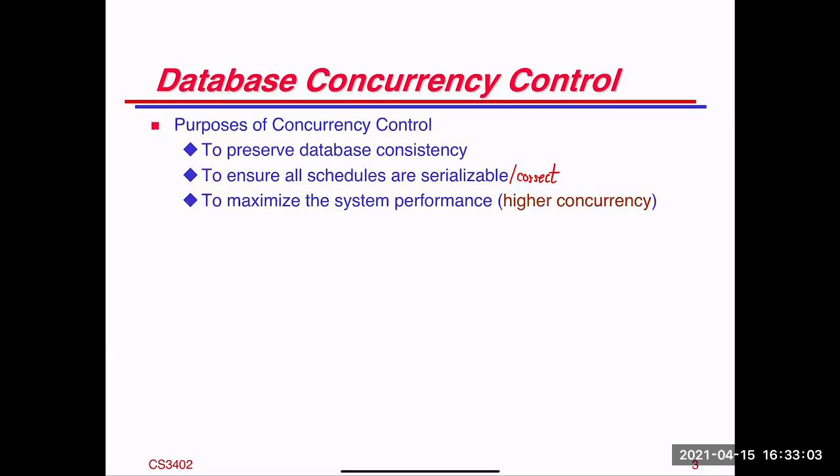Another thing is why we want to have concurrency control. Well, we want to maximize the system performance, because of course we could simply serialize all schedules in the sense that I'm not letting any operations happen concurrently. I just always force all schedules to be serial, but that won't give us a good system performance. So another goal is to achieve a higher level of concurrency.